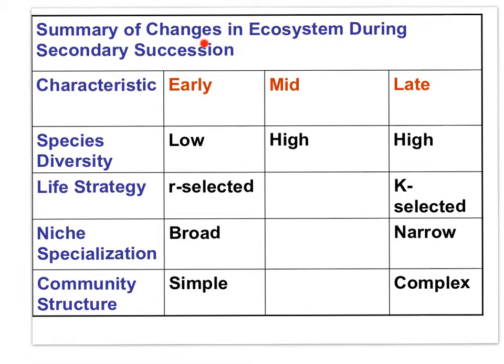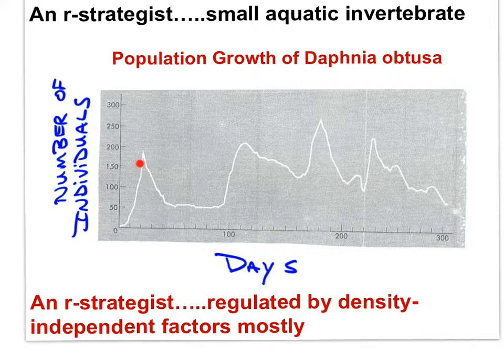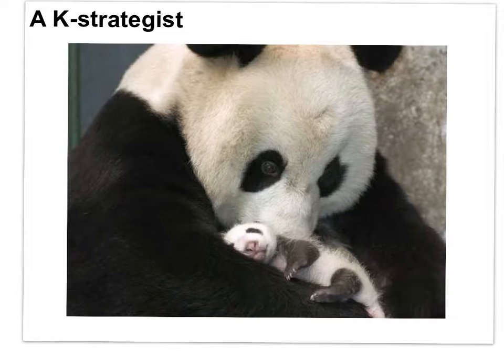Here is a review of the changes in communities through succession. You should recognize changes in diversity through succession, or niche specialization through succession, or community structure through succession. You can now add to this change in the life strategies of species, R-selected species as colonizers, and K-selected species as climax species. Here is an R strategist. Thousands of offspring, and once laid, the adults will provide no parental care.